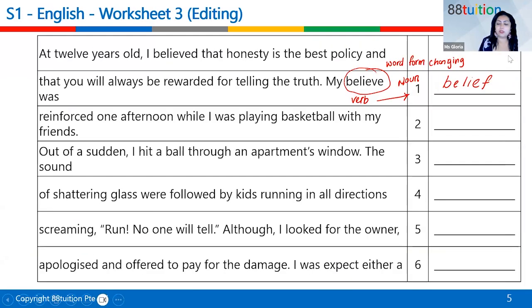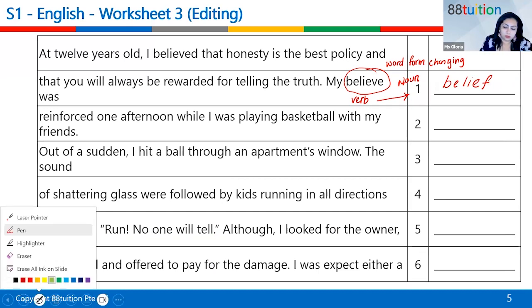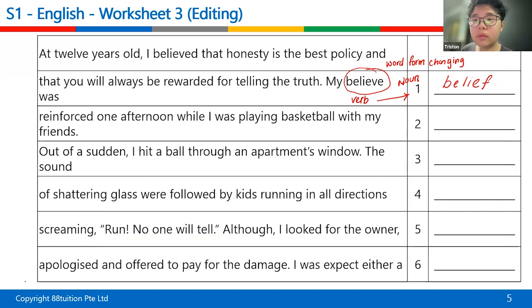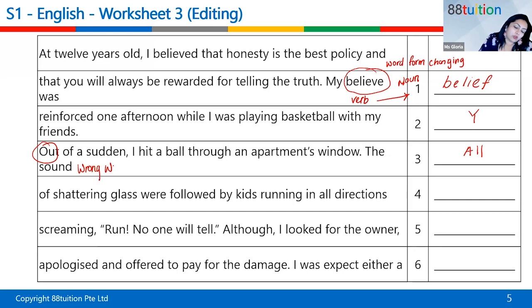All right, Tristan, let's do number 2. Number 2, there's nothing wrong with it. Perfect, so I'll put the word Y. All right, number 3, Tammy. The out is all. All right, wrong word, not out, but all of a sudden. This is a wrong word.